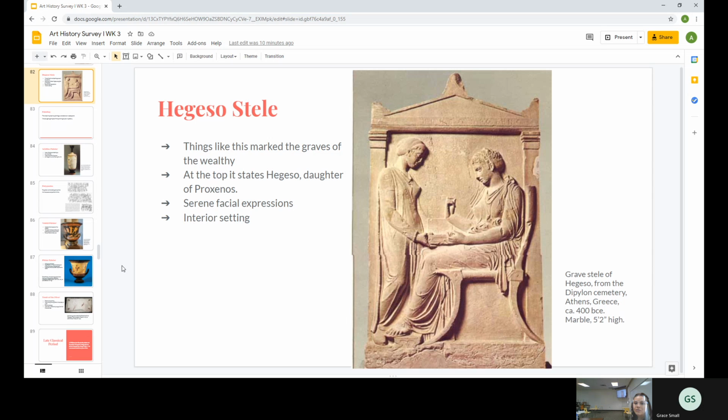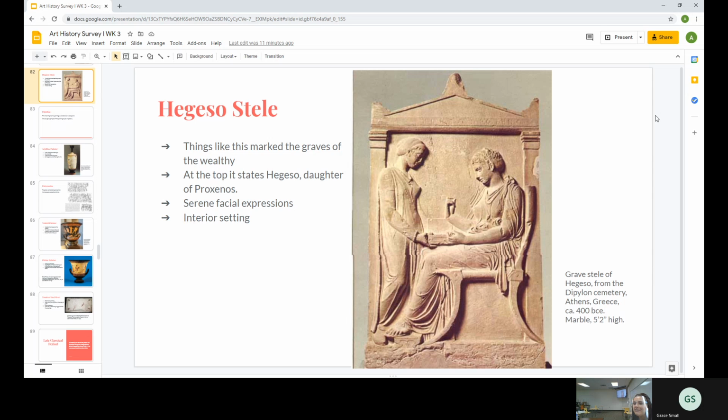On this is illustrated Hegeso, the daughter of Proxenos, with her maidservant. And this has nothing to do with Hegeso, it has to do with Proxenos, even though it marks Hegeso's grave. This is all about Proxenos showing off his wealth and ability. So not only was Proxenos able to purchase a stele to be made, he was also able to purchase his daughter a slave and jewelry. This is all about Proxenos. It has nothing to do with Hegeso, even though it's for her.